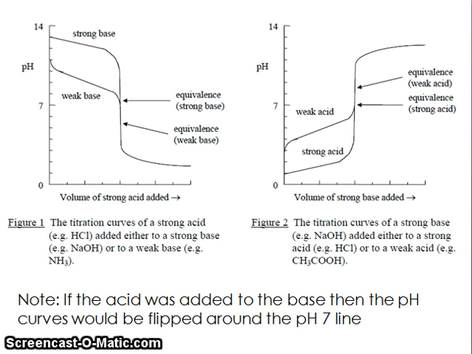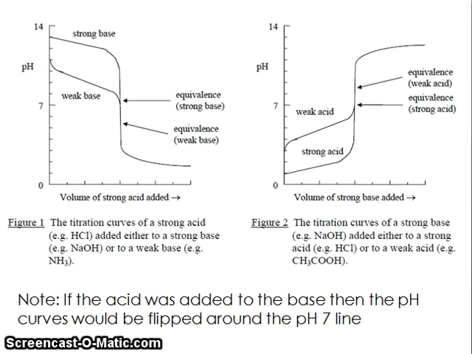And then you can see once you get past that neutralization point, if you keep adding more acid, the pH gradually decreases and you end up with a pH of about 2. Because it's a strong base, you're starting off at pH 13. Because it's a strong acid, you're ending up with a pH of about 2.